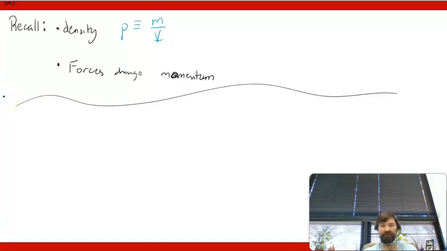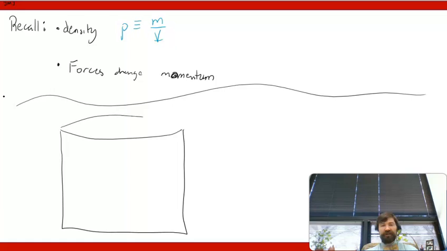So how does the second idea tie into pressure? Well, imagine that you have a container with a fluid in it. The fluid could be any kind of fluid. It could be a liquid, it could be a gas, it could be a plasma. I'm going to draw it as if it is a gas, but any fluid basically has some pressure.